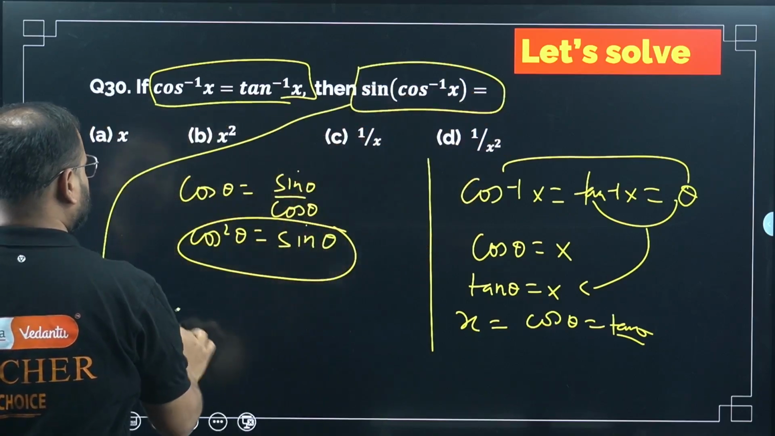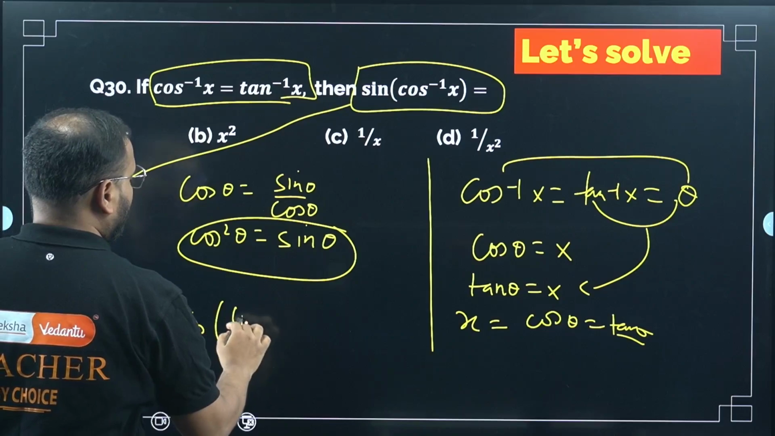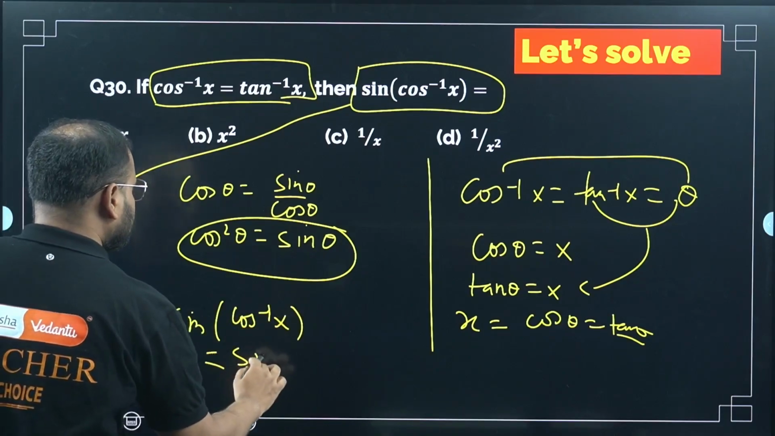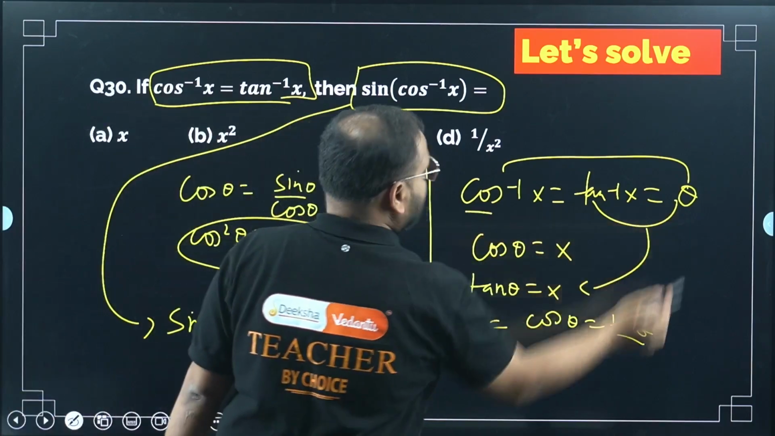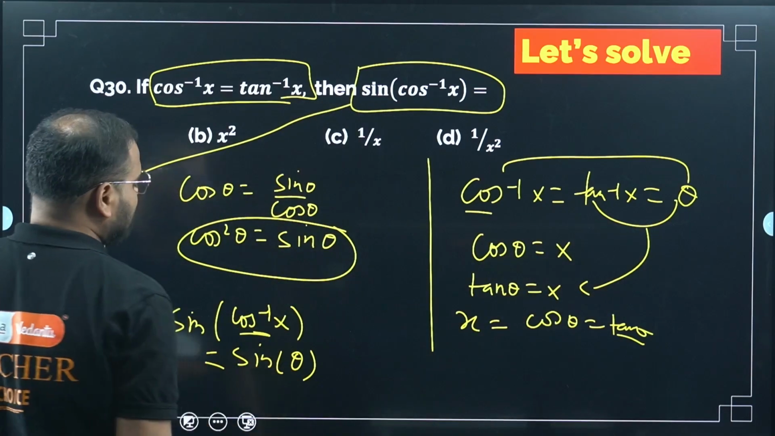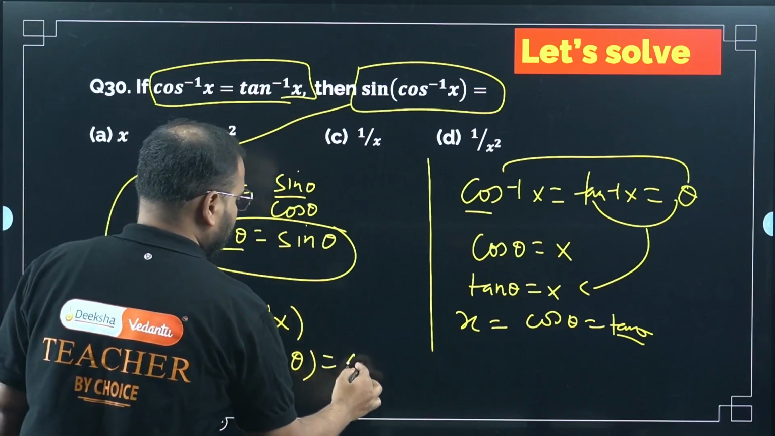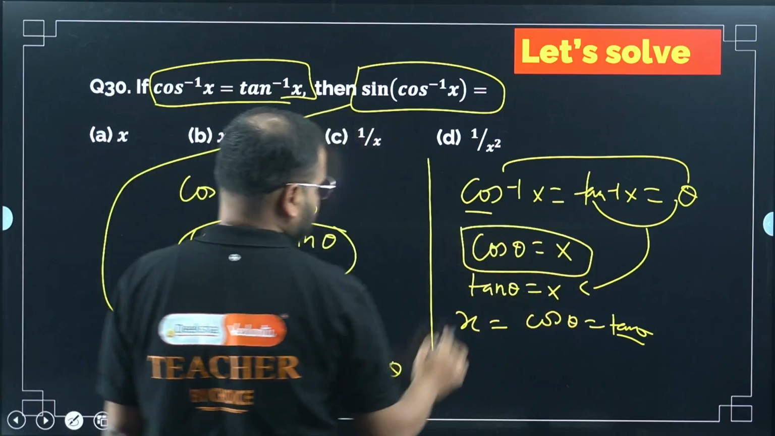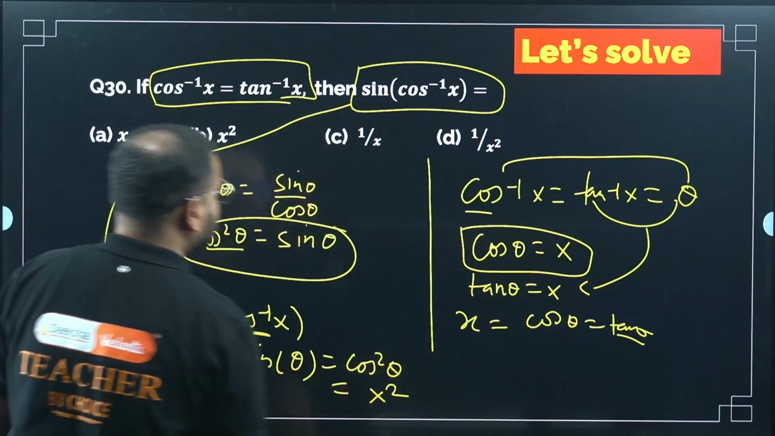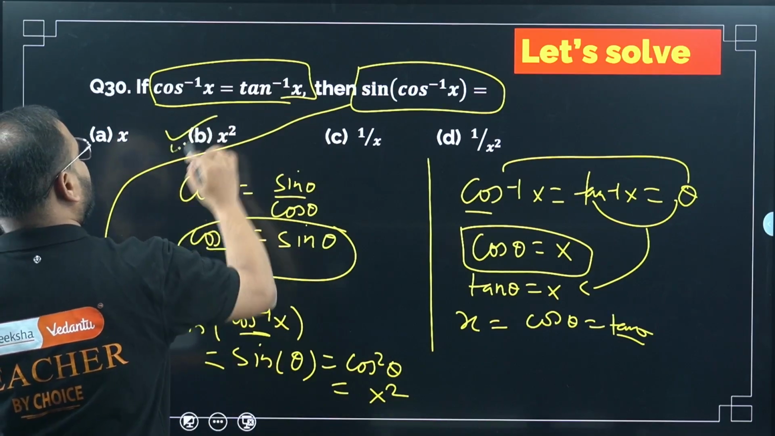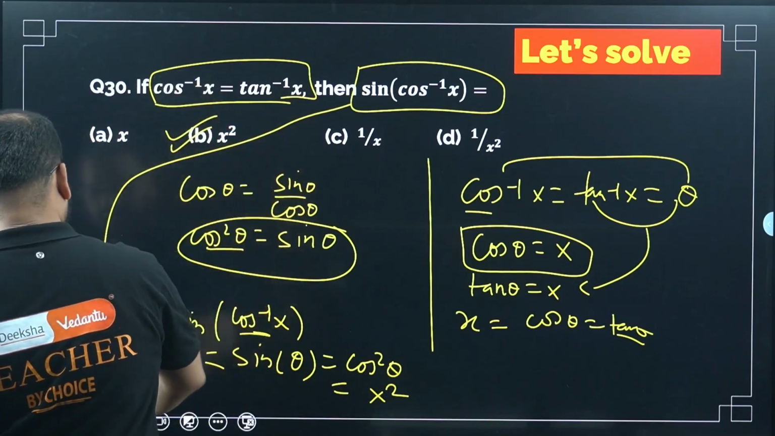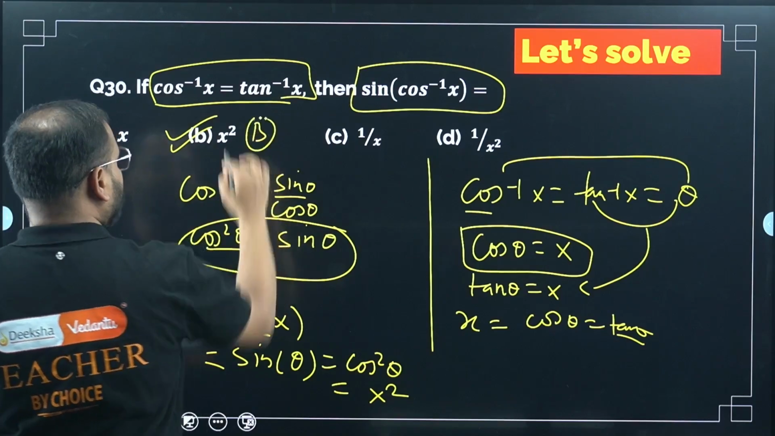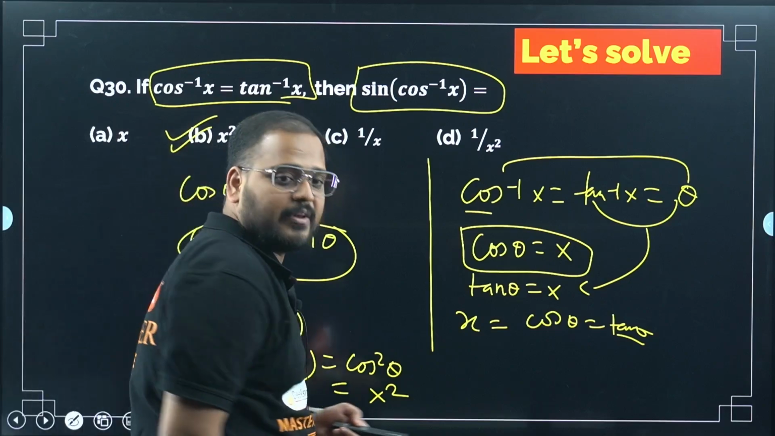Now look at this. Sine of cos inverse of x. Simply, what is cos inverse of x? Theta. So sine of theta. What is sine theta? Cos square theta. What is my cos theta value? X. So simply x square. Answer is B. Okay, very simple question. The last one was very simple.